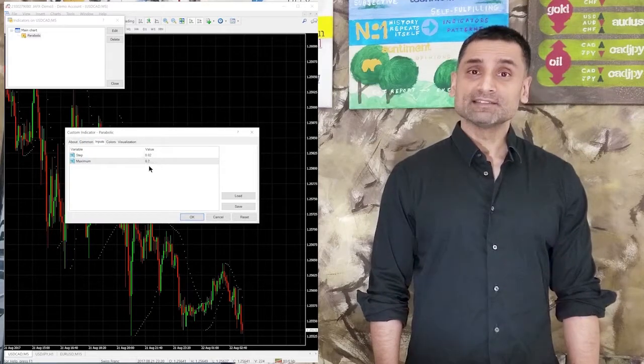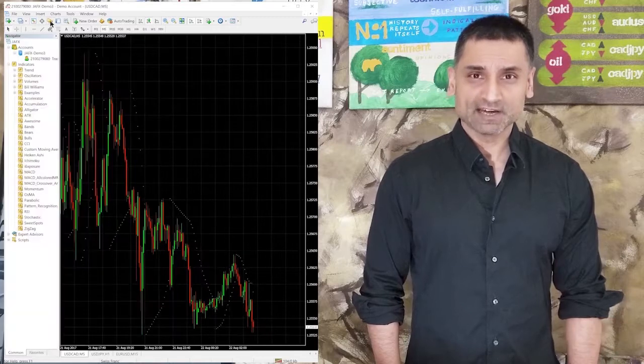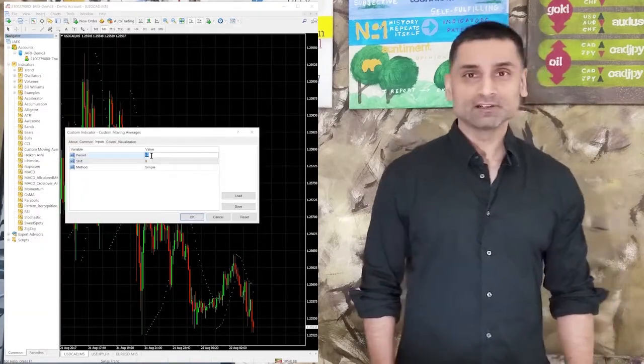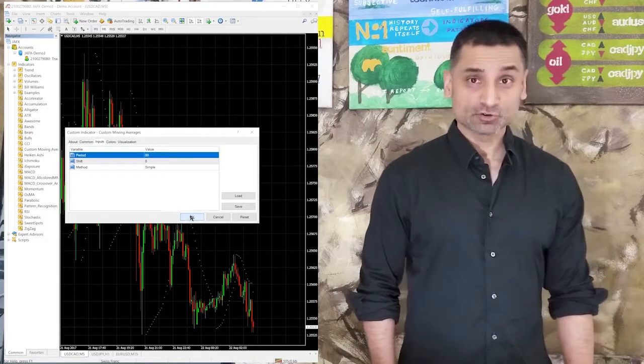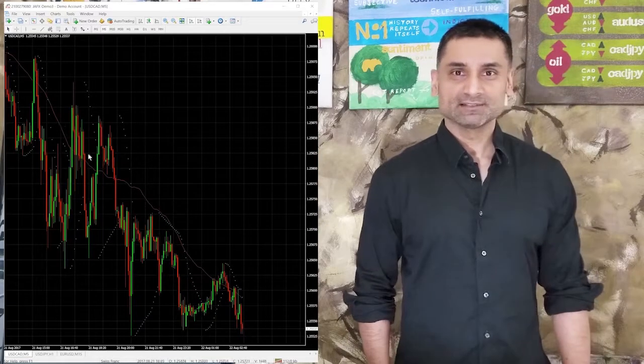You could also add the filter of the SMA 50, the simple moving average. So with this filter, when the angle of the line is sloping up, then we only take long trades. When the angle is sloping down, then we'll only take short trades.